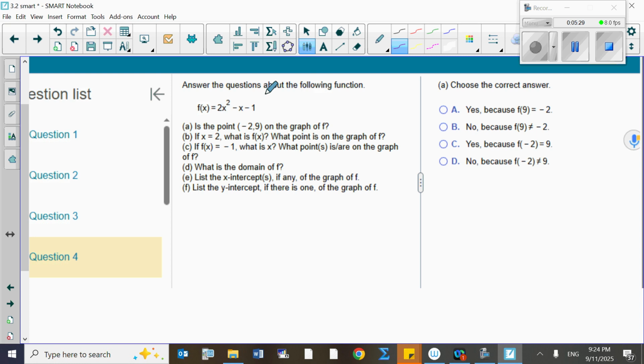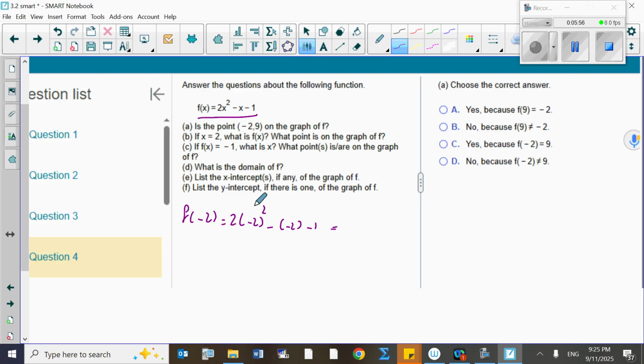Question number 4 is giving this function to us and it's asking, is the point -2, 9 on the graph of f? So I just need to try that when x is equal to -2, what is f of -2? That's 2 times -2 squared minus -2 minus 1. So wherever you see x, plug that with -2.